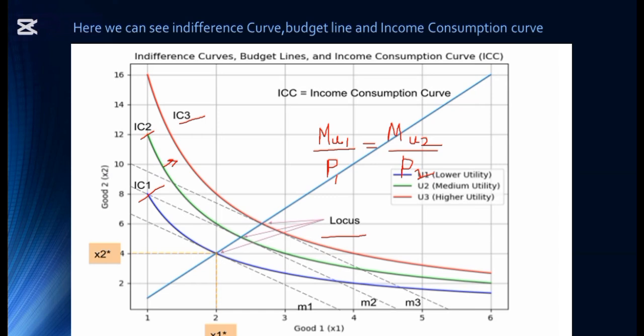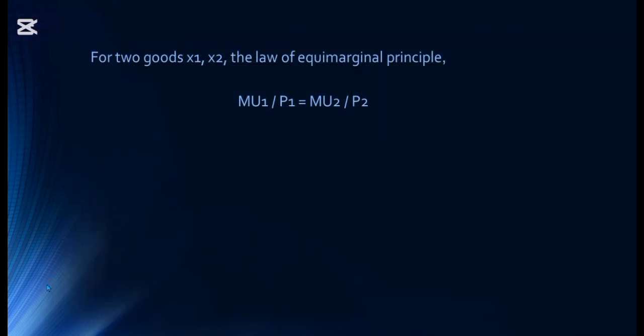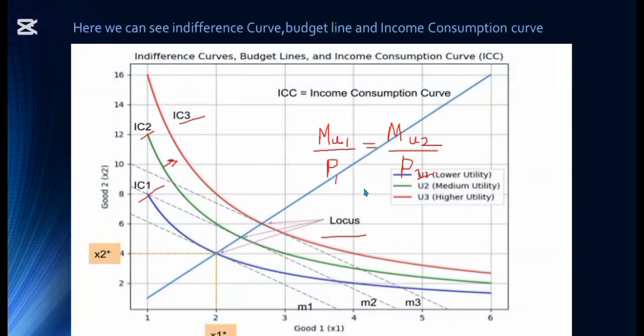So the key point from here is when income increases, the consumption of normal goods increases. The equilibrium point moves along the ICC, but the equimarginal principle remains valid. Okay, let's move to our next slide. Already I have written this mathematical expression in the previous graph. You can see here.